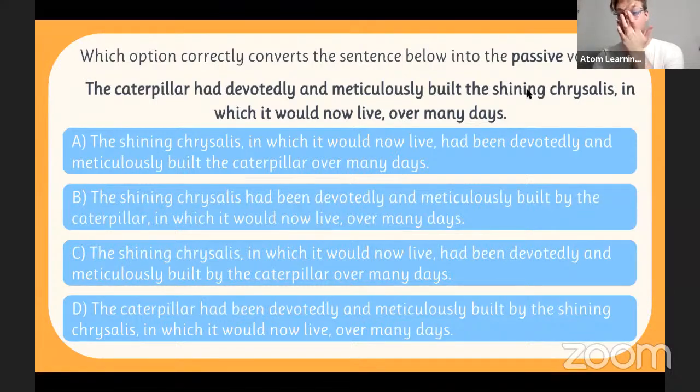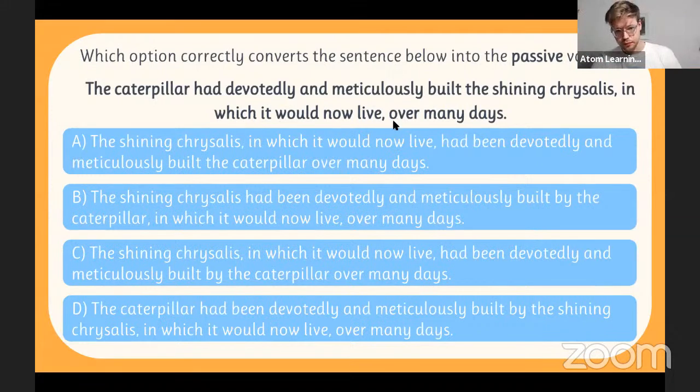Okay, we've had about a minute, so I'll quickly just start talking through the answer. So what we need to do here, remember, we're going into the passive voice. So the caterpillar had devotedly and meticulously built the shining chrysalis in which it would now live over many days. So here the caterpillar is the subject of the sentence. It's performing the action. So I know that the subject is going to become the agent in the passive voice. So I know I need by the caterpillar somewhere in my answer, okay?